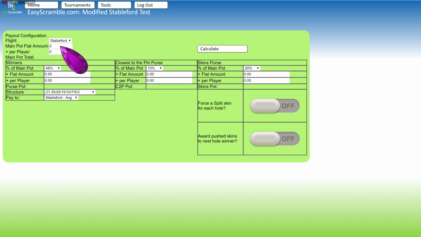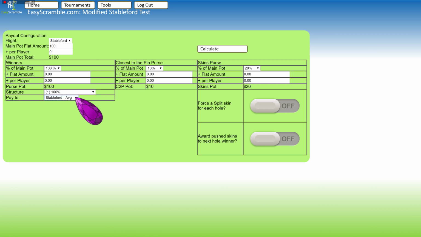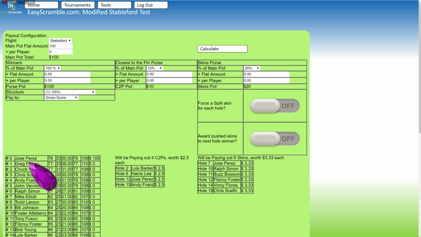Let's start out with the most basic idea of having some sort of payout. Let's say that we're going to pay out $100 and we're going to pay it 100% to the winner of the tournament. Let's just come down to 100%. So we can watch this, and we're just going to pay to first place only of gross score. And then we calculate. And we see that Jose Perez, with a low score of 76, would win the 100-point pot.